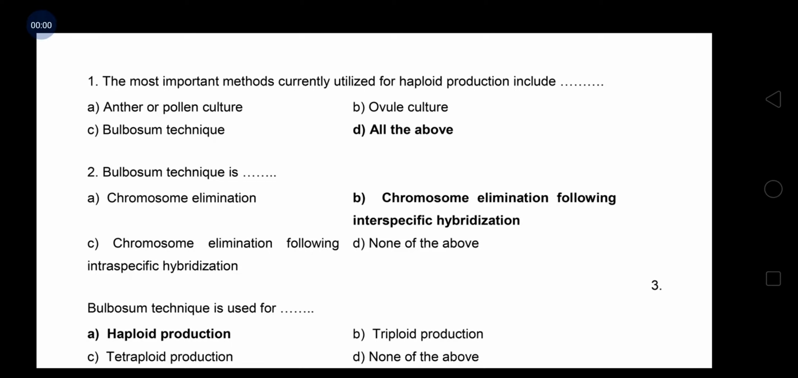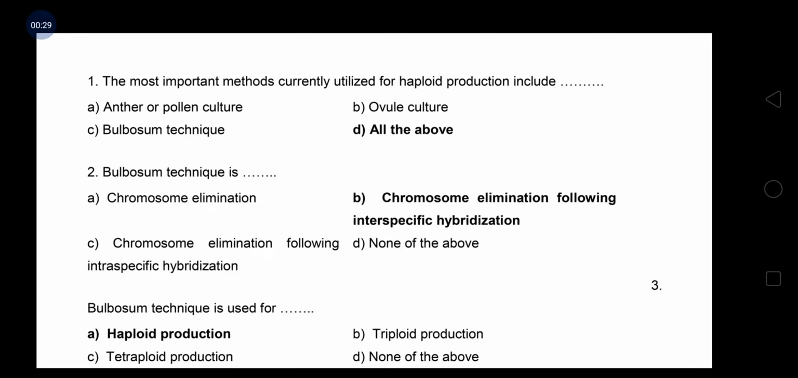Friends, this is part 2 of the multiple choice question discussion of biotechnology. The first question: the most important methods currently utilized for haploid production include anther or pollen culture, ovule culture, and the bulbosum technique. All these techniques are utilized for haploid production, so the option is D, all the above.